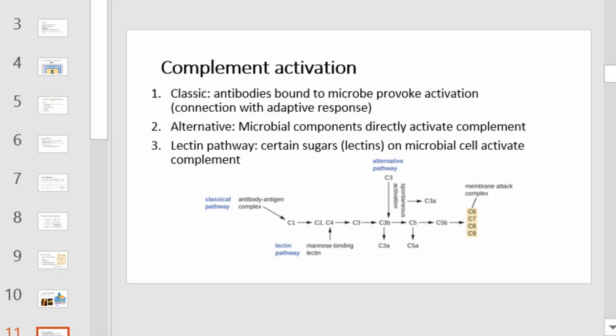Complement activation. There are three scenarios that may play out in complement activation: the classic, alternative, and lectin pathways. The classic activation system involves antibodies bound to the microbe provoking activation. The alternative is when microbial components directly activate the complement. The lectin pathway involves certain sugars, lectins, on microbial cells that activate the complement.